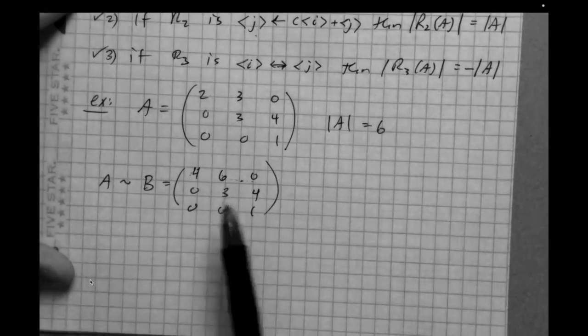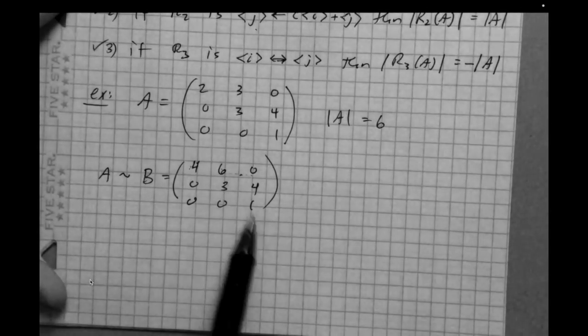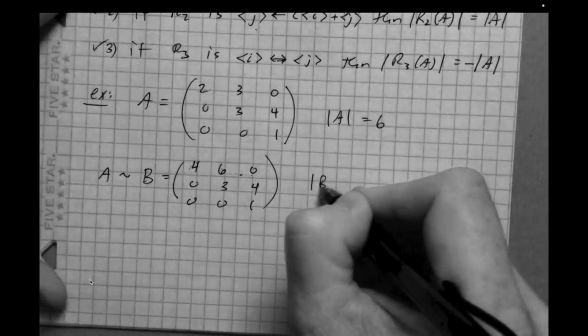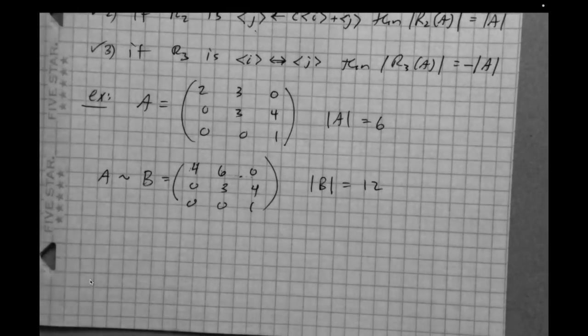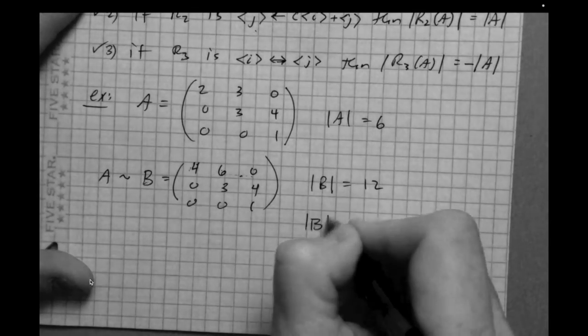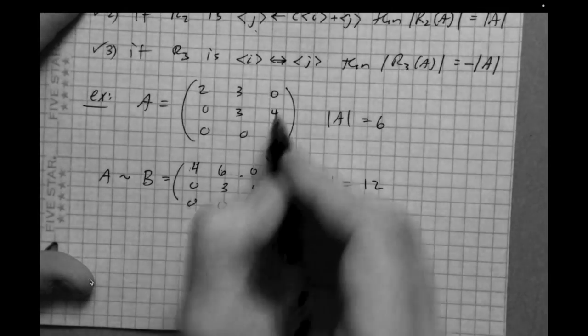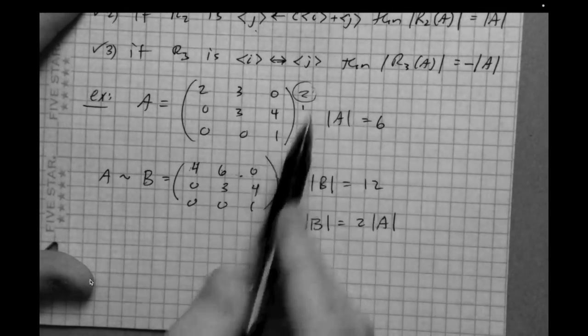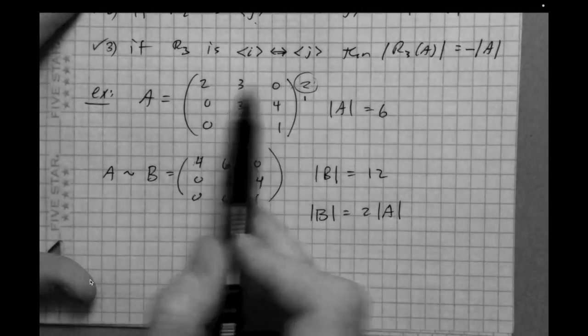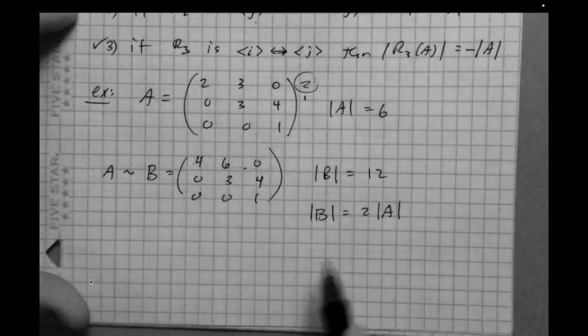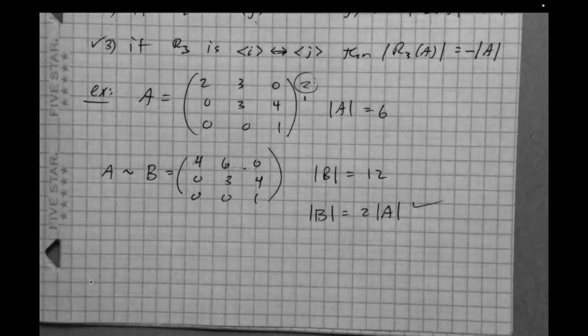Now, what's the determinant of this resultant matrix? Well, it's 4 times 3 times 1. So the determinant of B in this case is 12. And notice that that is indeed 2 times the determinant of A. So the determinant of B is equal to 2 times the determinant of A. Remember, that's how we converted A into B. We did 2 times row 1. And so you can see that that one seems to work in this case.